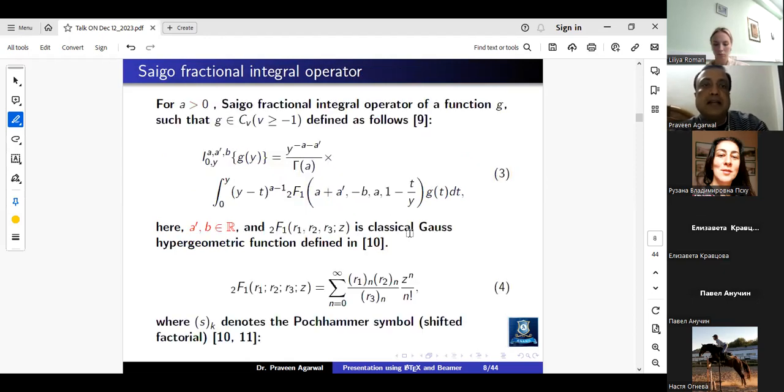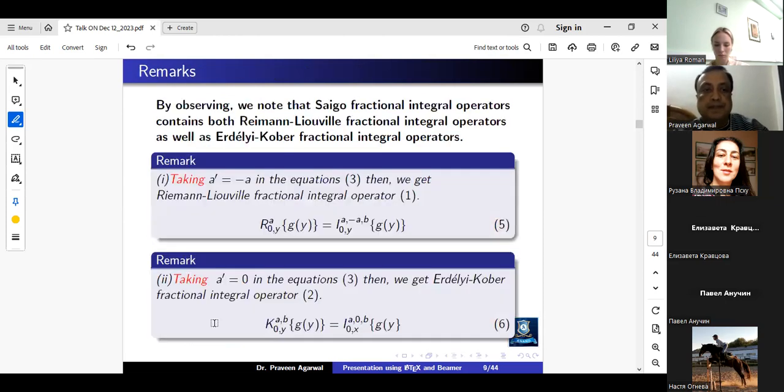On the same time, the Saigo fractional integral operator for a greater than 0 is defined by equation number 3. You can see that equation number 3 is defined by the operator I^{a,a',b}_{0,y} g(y), involving the 2F1, where 2F1 is the classical Gauss hypergeometric function, which is defined by equation number 4. You can easily see that this 2F1 is given by equation number 4, where (s)_k denotes the Pochhammer symbol. Now, by observing, we know that the Saigo fractional integral operators contain both Riemann-Liouville fractional integral operators as well as Erdélyi-Kober fractional integral operators.